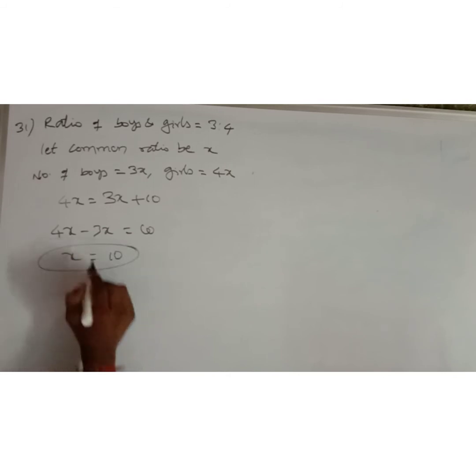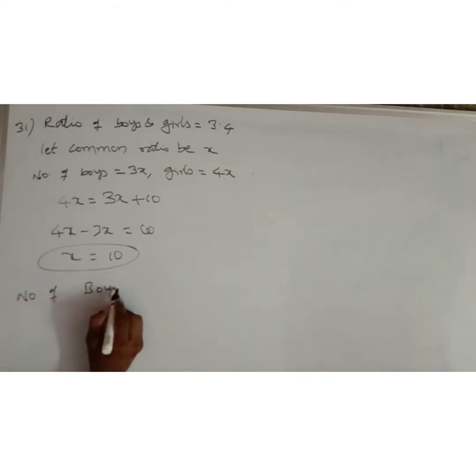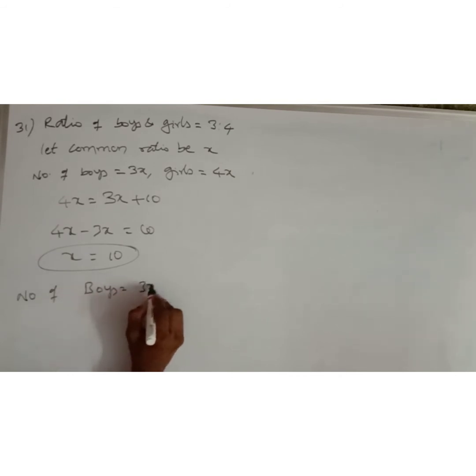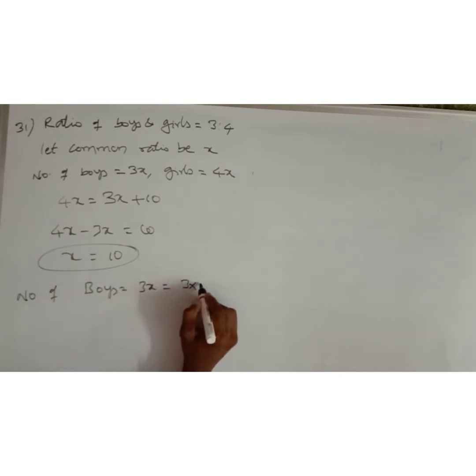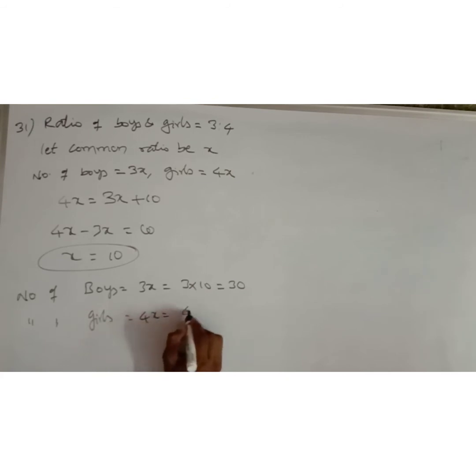This is the common ratio. Now I am going to substitute. I want the number of boys and the number of girls. Number of boys is equal to 3x, that is 3 into 10 is equal to 30, and number of girls is equal to 4x, that is 4 into 10 is equal to 40.